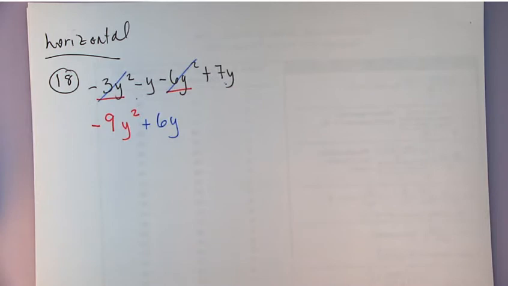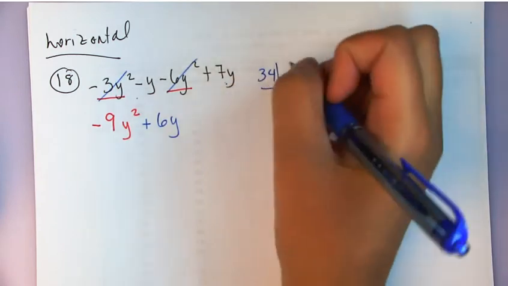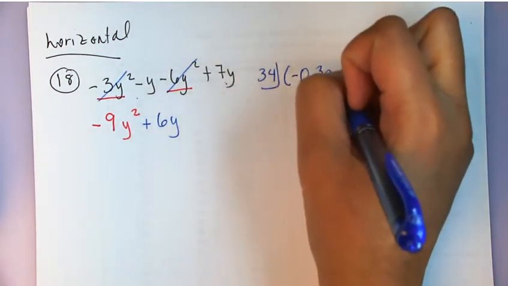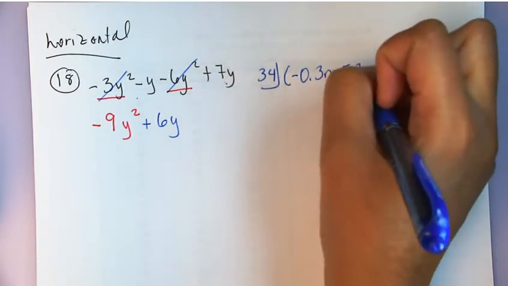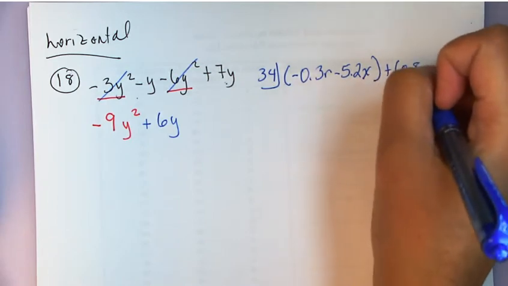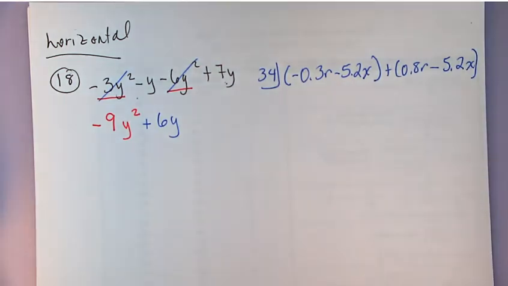Let's try number 34. Well, what does 34 say? 34 says negative 0.3r minus 5.2s. You know I like s's, so I'm going to do x. Plus 0.8r minus 5.2x. Again, remember, what are we going to do? Essentially, what's in front of the parentheses here? Because that's what I normally would do. When we simplify expressions, we normally get rid of our parentheses first.